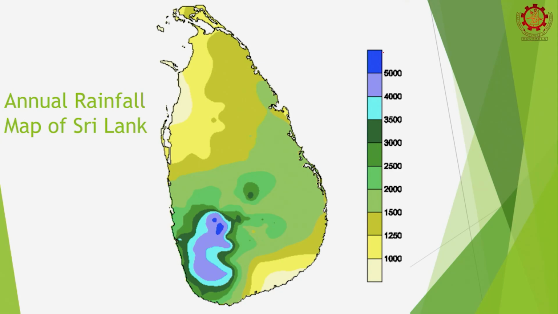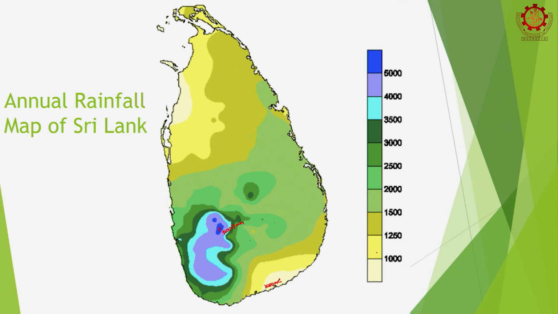You can see on a scale it says on average how much rain can be expected. You can see in Sri Lanka there are very wet areas, where you can expect about 5000 millimeters per annum of water. But there are some dry areas, very dry areas, with less than 1000 millimeters. So, you can see.